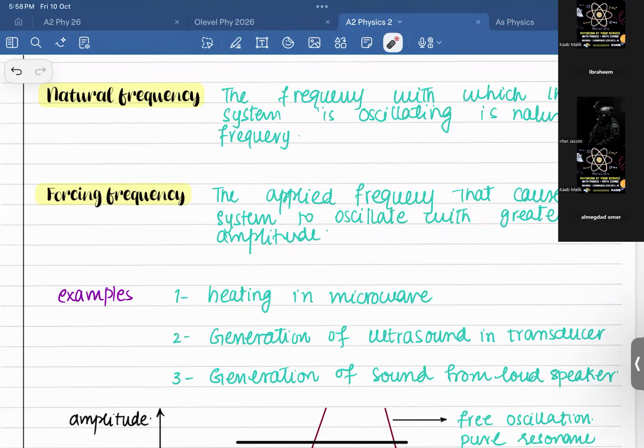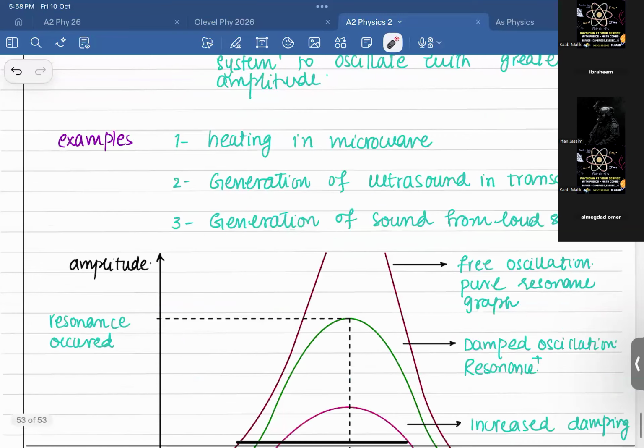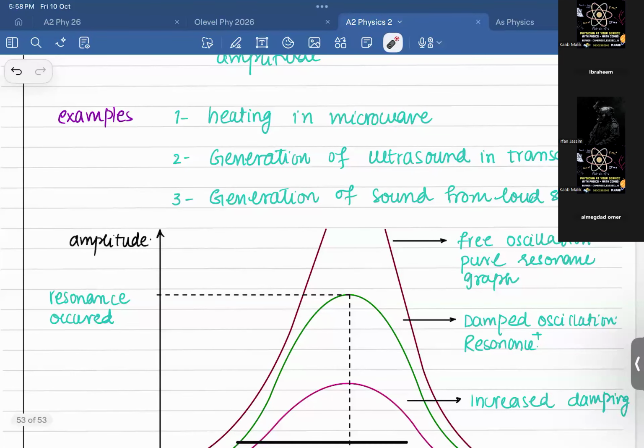Now the second and the third things are not actually part of the syllabus. The second thing is not part of the chapter, but is part of the syllabus as well. But the third thing is not part of the syllabus. But you should know about the generation of ultrasound in the transducer and the generation of the transducer in ultrasound. Now we will learn the concept of ultrasound and transducer in the ultrasound chapter, right?